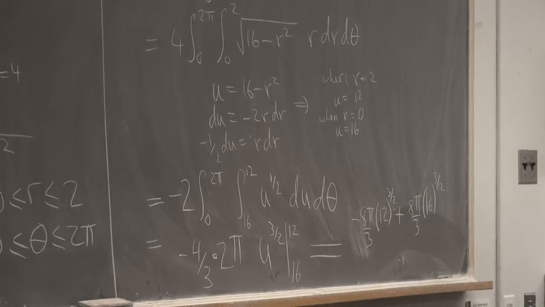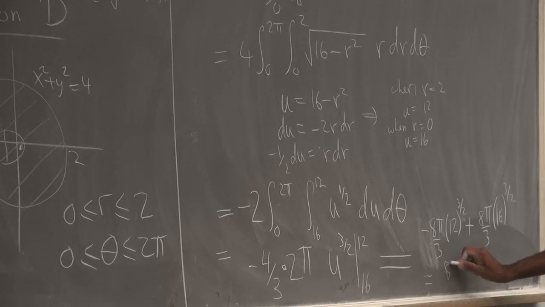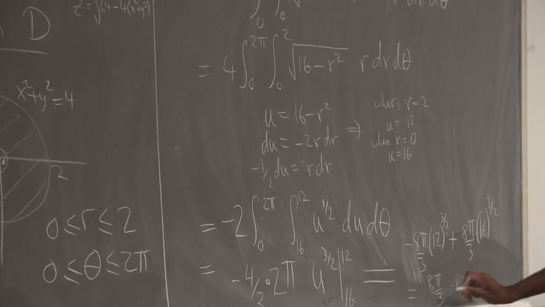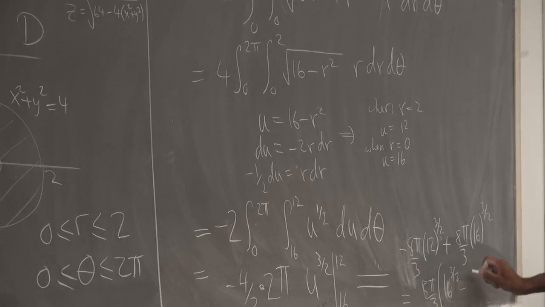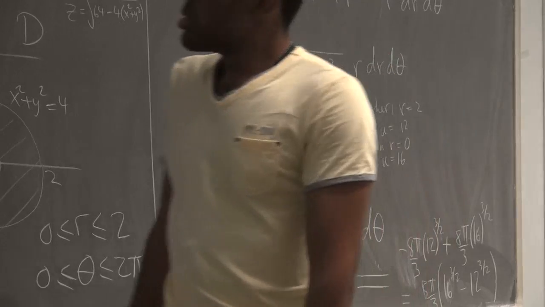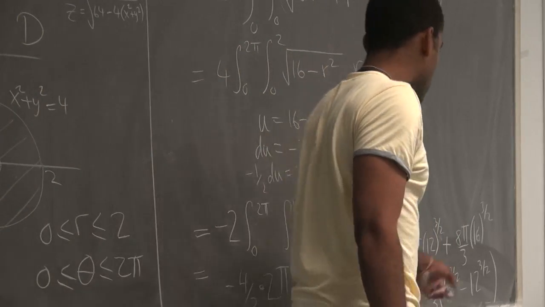I don't know how much they simplified that. Did they simplify that much? I don't know. Not much. I mean, you could factor out the 8 pi over 3 and take 16 to the 3 over 2 minus 12 to the 3 over 2. That'll be fine too. Although you could take the square root of 16, that would be 4 cubed.